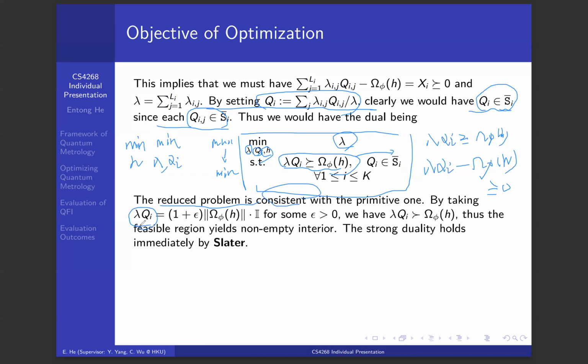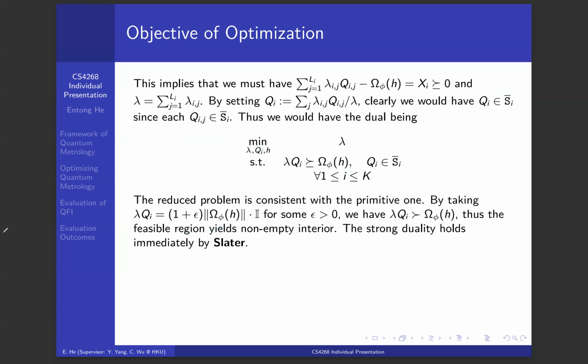We take each lambda q sub I to be 1 plus epsilon times the norm of sigma phi h, times the identity map, for some epsilon slightly larger than 0. This lies in the feasibility region and yields a non-empty interior, because this constraint is non-active. Since the relative interior is non-empty, by Slater's condition, strong duality holds. So we are safe to do the reformulation.